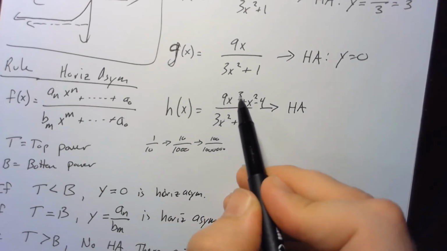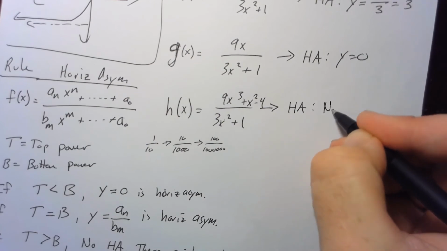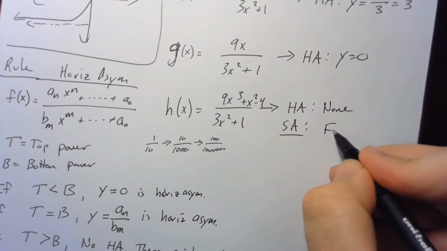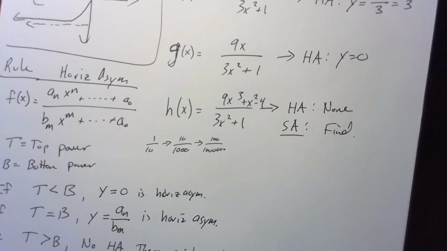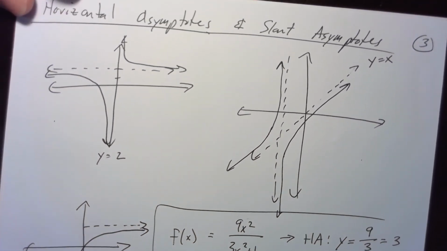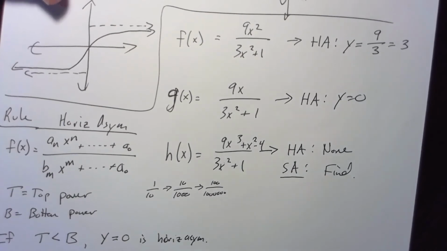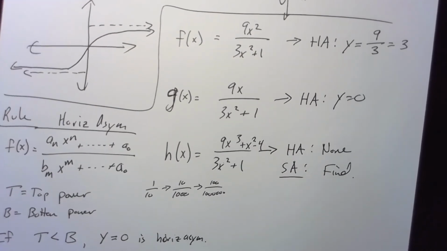And since the term on top has a larger power than the term on the bottom, there isn't going to be any horizontal asymptote, but there will be a slant asymptote that we're still going to have to find. Again, we'll go ahead and identify how you're going to find those in a separate video. So the concept here is, if you're looking for a horizontal or slant asymptote, you have to look to the powers of the numerator and the powers of the denominator, specifically the largest power.